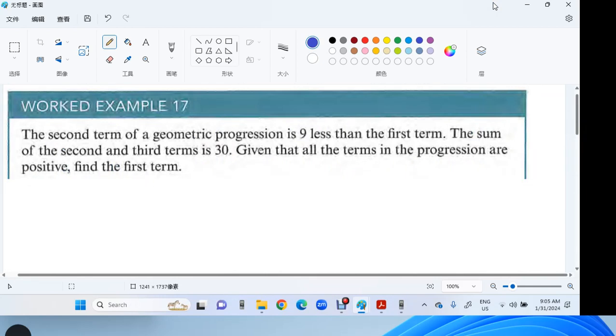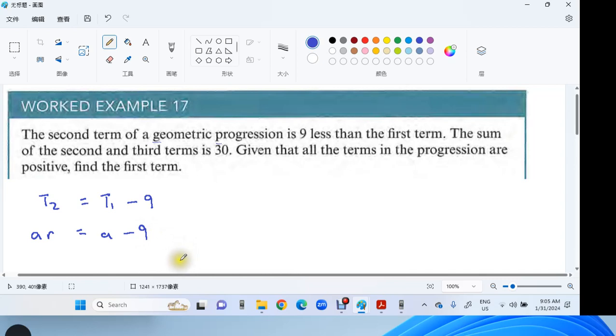We look at work example 17. The second term of a GP is 9 less than the first term. So it is a GP, and the second term is 9 less than the first term. So the first term minus 9. The second term is AR. So this is A minus 9.